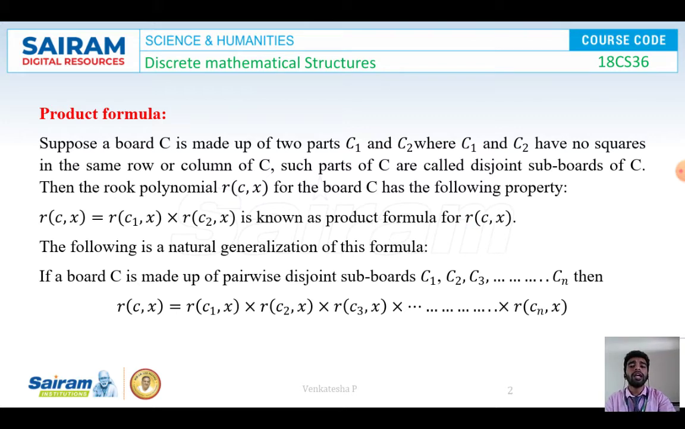In general, if the board C is made up of some n number of boards, say C1, C2, C3, etc., Cn, then R(C, x) is given by R(C1, x) × R(C2, x) × R(C3, x) and so on up to R(Cn, x). This formula will be used to find the Rook polynomial for n subboards.